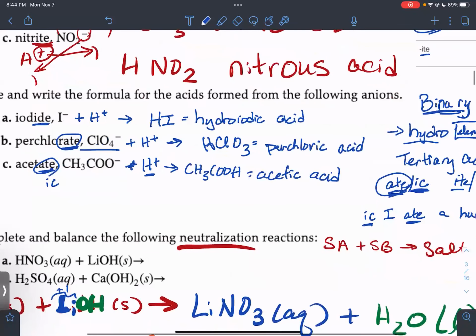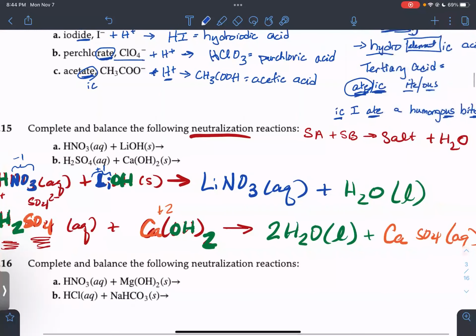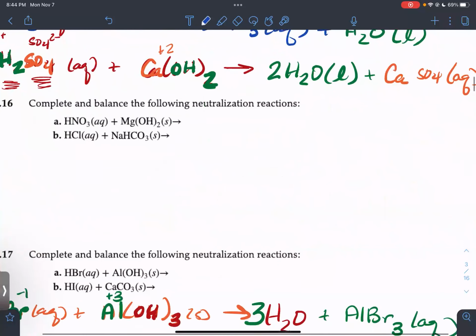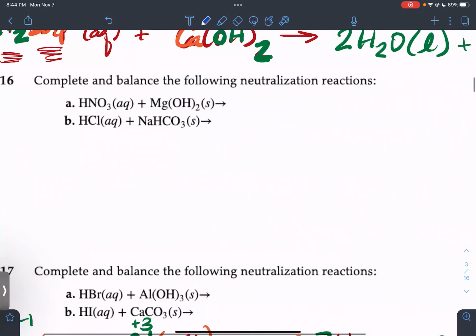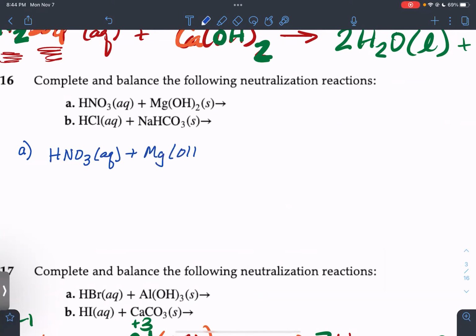Okay. All right. So now we're going to work on neutralization reactions. And neutralization reactions, remember we said you're going to add a strong base and a strong acid, and you're going to make a salt and water. And then you just have to make sure that they are balanced. So here's A. I'm going to have HNO3 aqueous plus Mg(OH)2 solid. So what's going to happen with this?